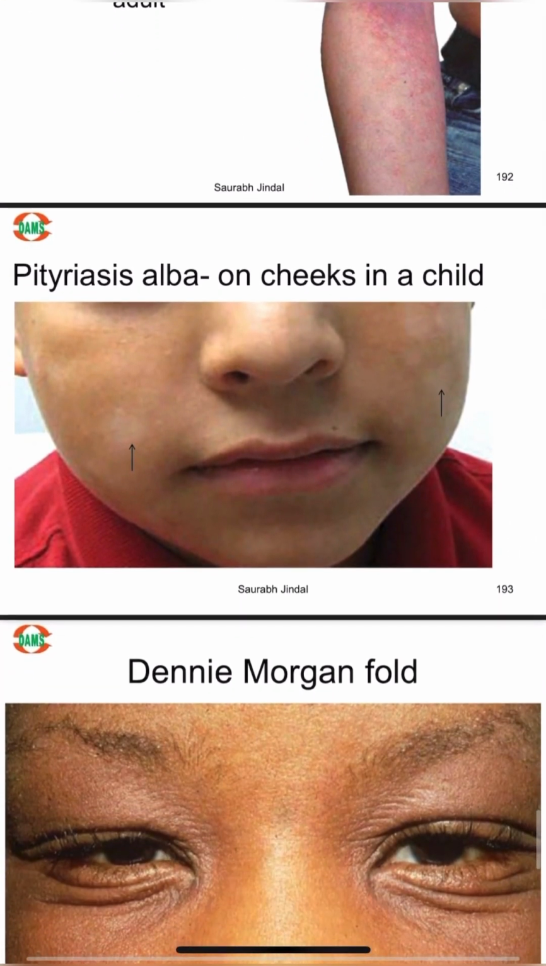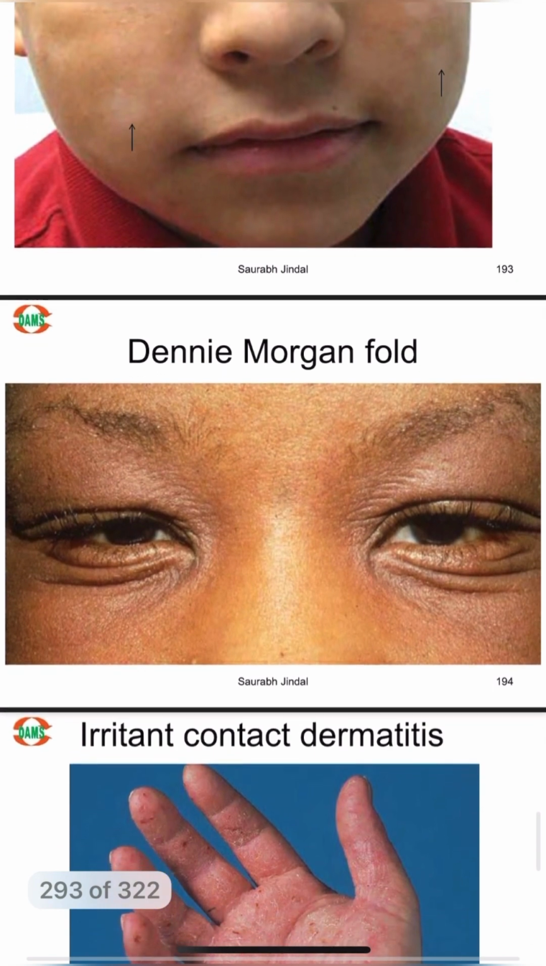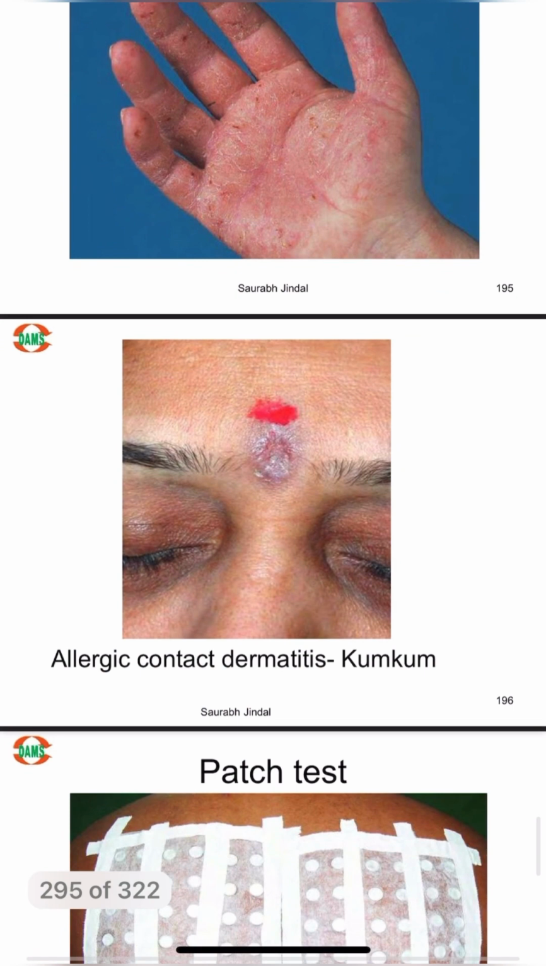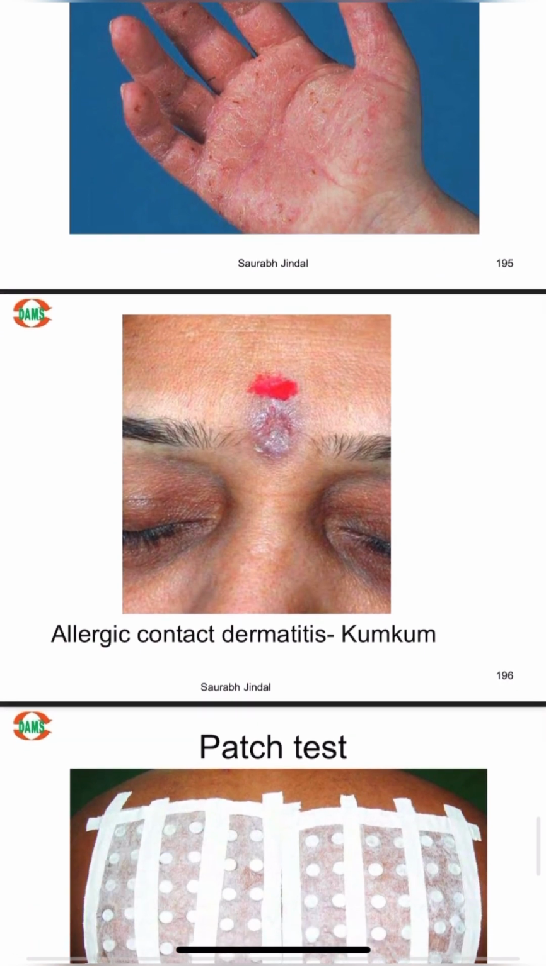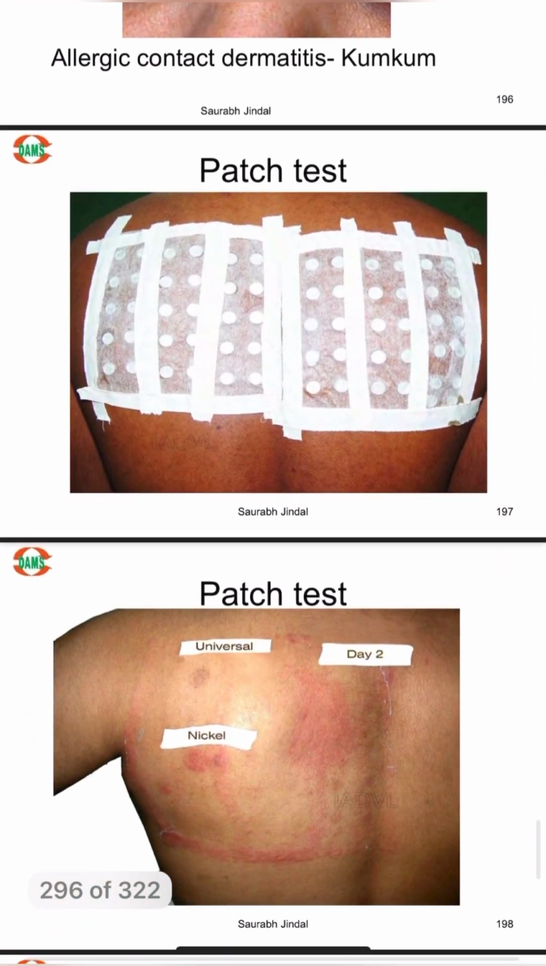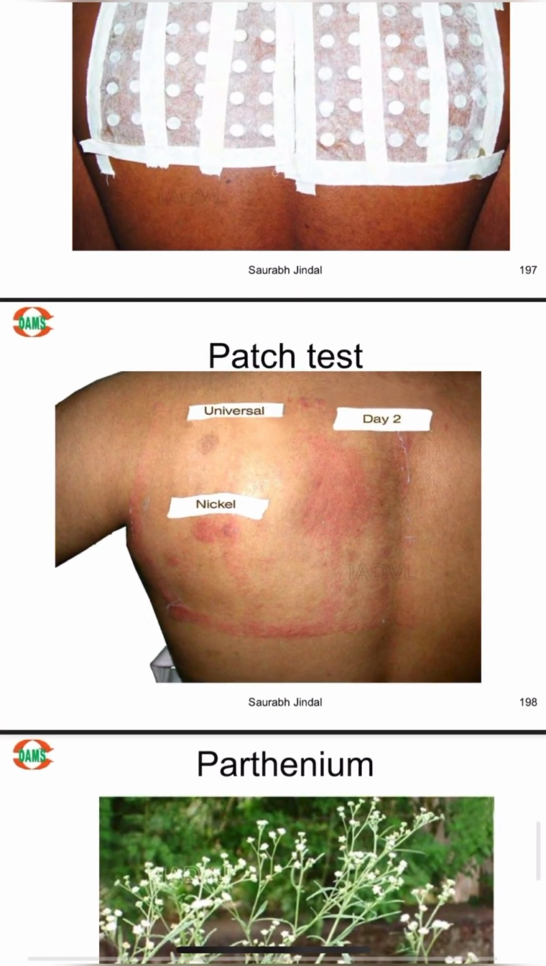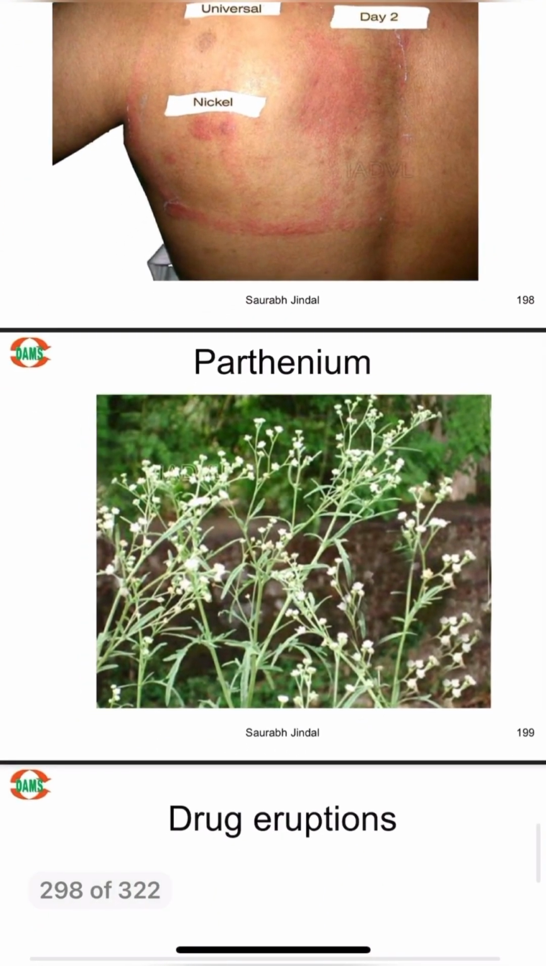Pityriasis alba on cheeks in a child. Dennie-Morgan folds. Irritant contact dermatitis. Again, allergic contact dermatitis. Patch test. This is the result of patch test. Ideally, patch test is best seen after 4 days, but we can also see hypersensitivity reaction after 2 days.